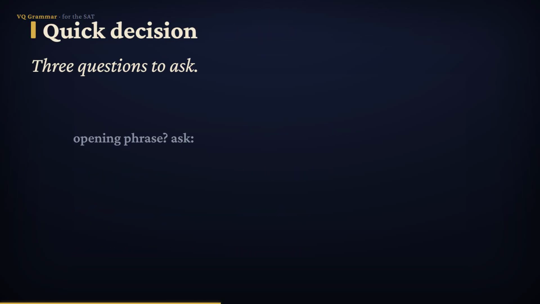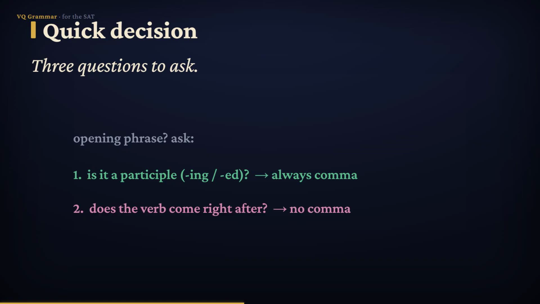So here's your quick decision when a phrase opens the sentence. First, is it a participle, an ing or ed describer? If so, always use a comma. Second, does the verb come right after a prepositional phrase? If so, no comma. Third, is the opener long, stacked, or easy to misread? Then use a comma to keep it clear. Run those 3 checks and you'll punctuate every introductory phrase correctly.